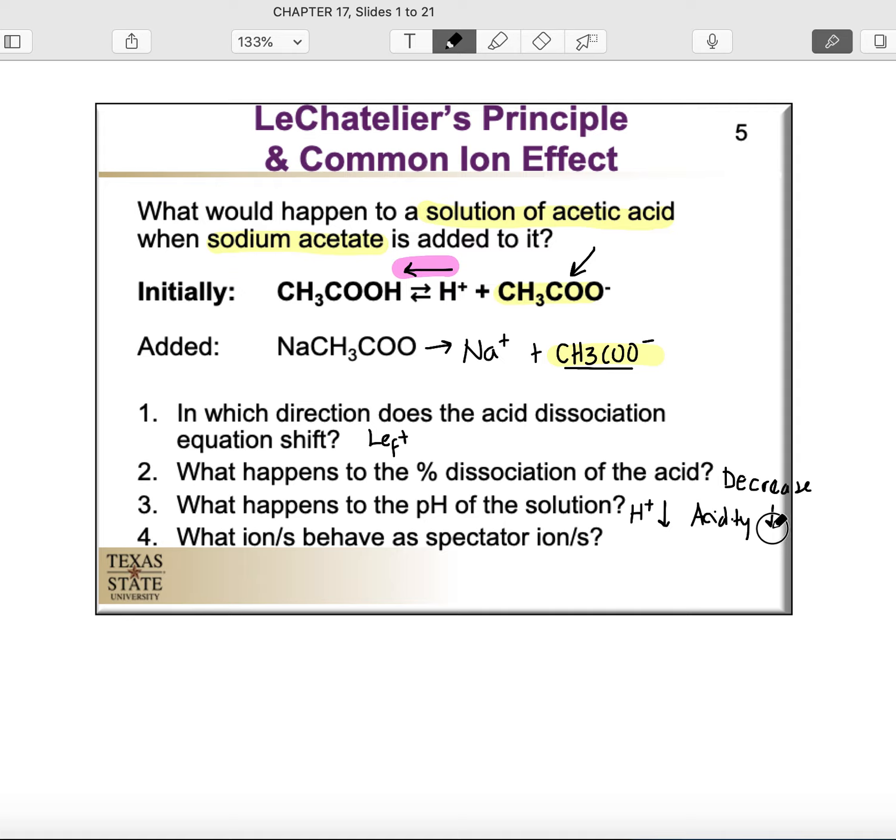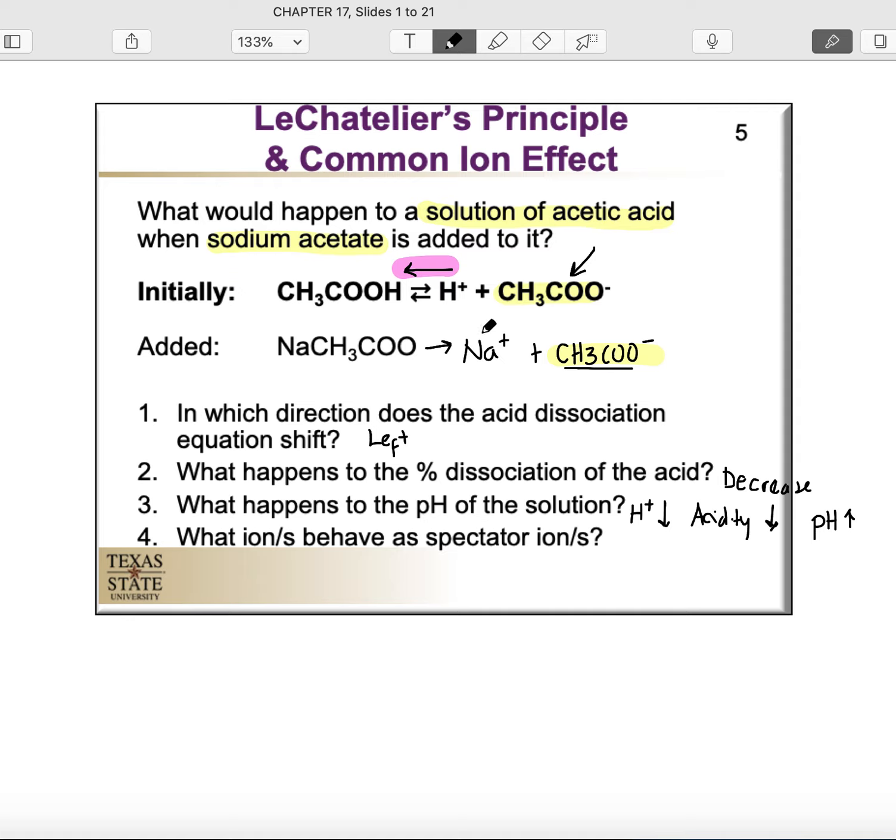And if the acidity decreases, then the pH increases. Because remember that a pH less than 7 was an acidic pH, while a pH greater than 7 was basic. So as we decrease the acidity, we're also increasing the pH. So the answer here is, what happens to the pH? It actually increases.